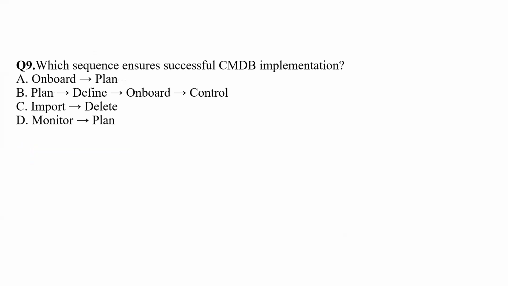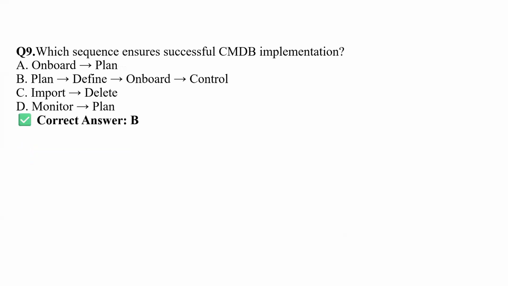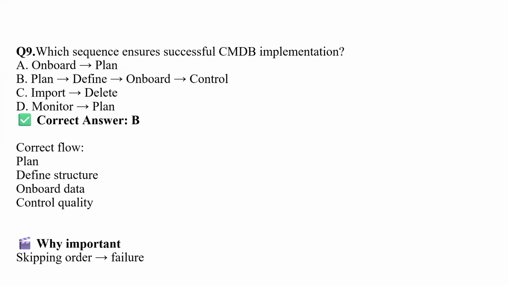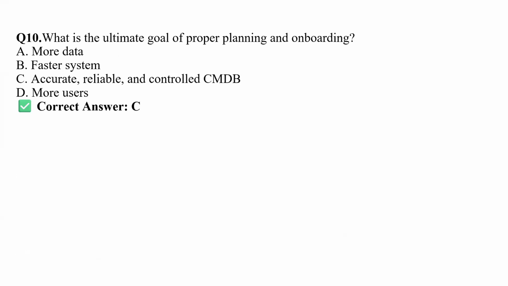Next one. Which sequence ensures successful CMDB implementation? Option A, onboard to plan. Option B, plan to define to onboard to control. Option C, import to delete. Option D, monitor and plan. The correct answer is plan, define, onboard, and control. The correct flow is first plan, then define the proper structure, then onboard the data, and finally control quality. If we skip any order, the chance of CMDB failure takes place.